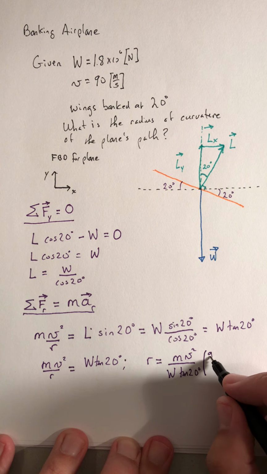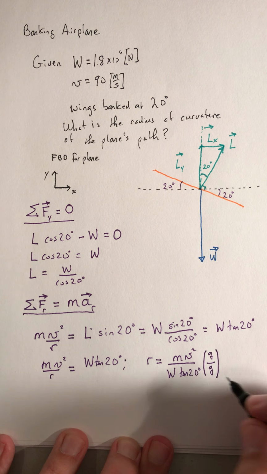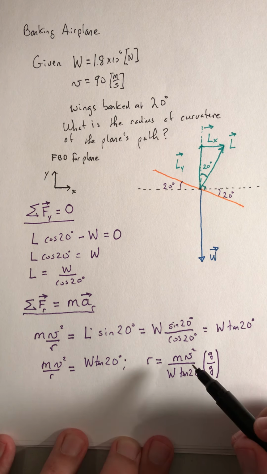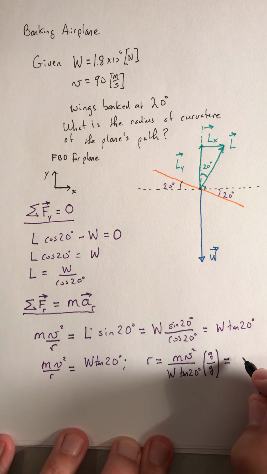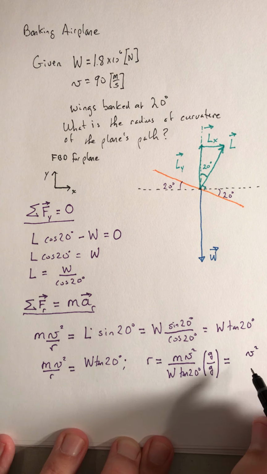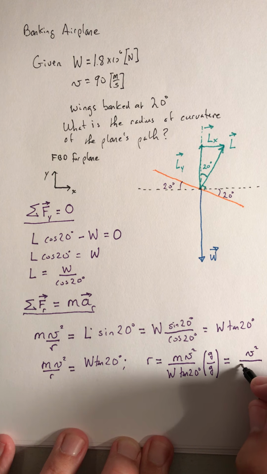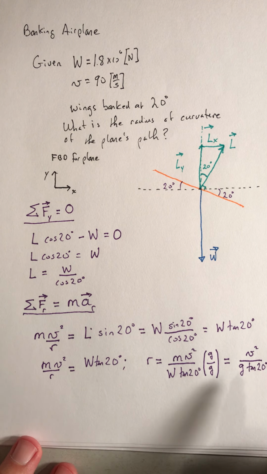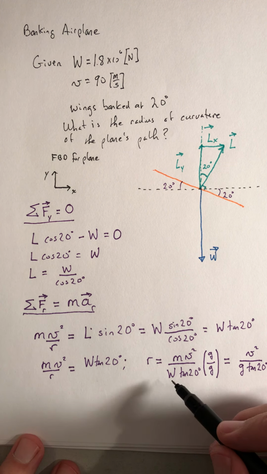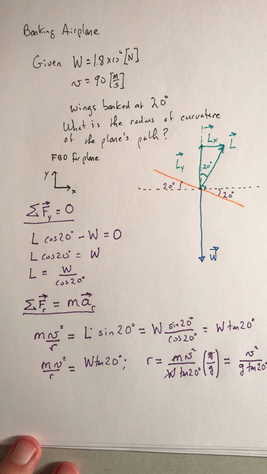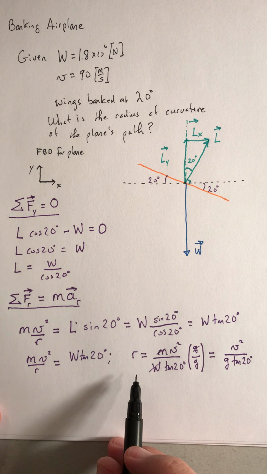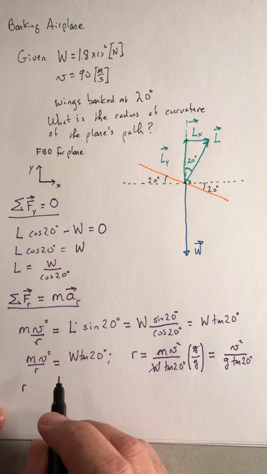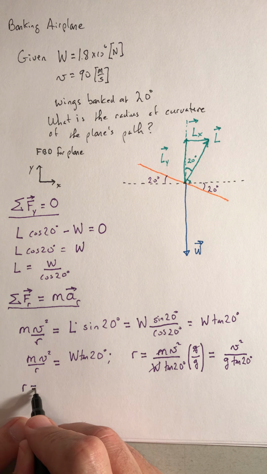I'm going to multiply the top and the bottom by the acceleration due to gravity. So I'll get the weight in the numerator. So this is going to become v squared over g tangent 20 degrees once I cancel out the weight. So the weight cancels out with m and g. All right. We get here to the very end. I'm going to put in our actual numbers.